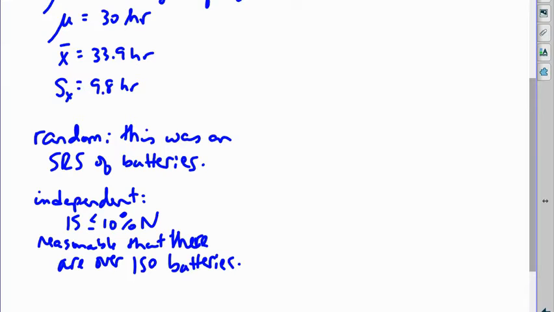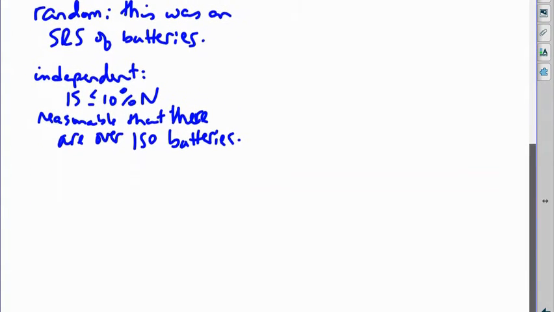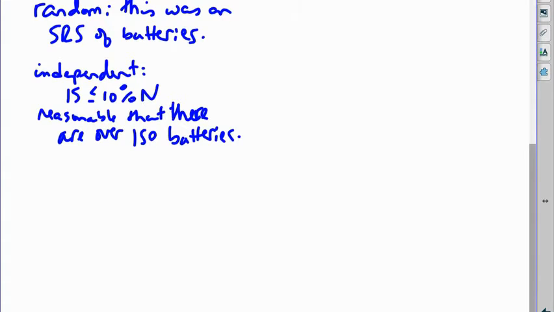And for this situation, you probably could have made the case that the life of any one battery doesn't affect the life of any other battery. That probably would have been an acceptable independence check for this situation. Okay, and then now the nearly normal.